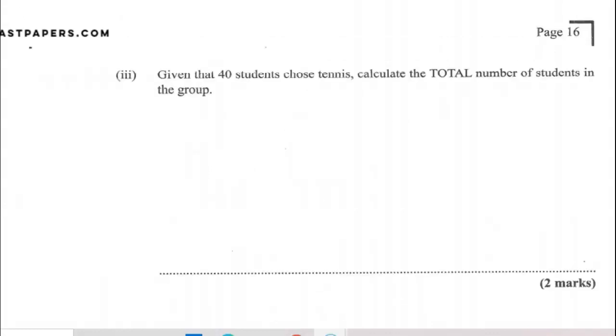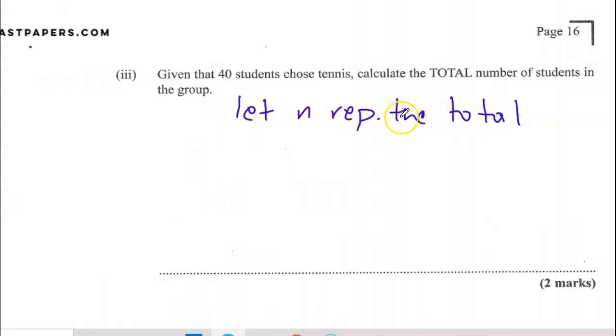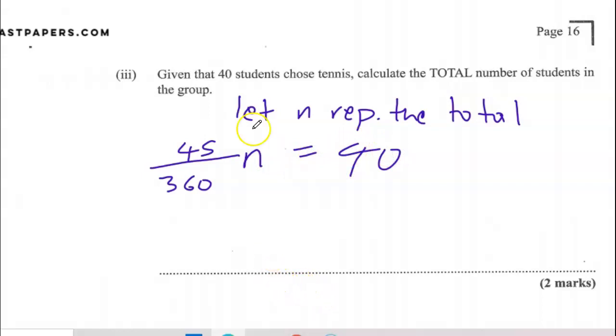Alright, so remember, for tennis we had 45 degrees, right? So what we can do is let n represent the total number of students. Remember that 45 degrees, and then the total is 360, so this is a fraction of the amount that chose tennis. So this fraction times the total, we should get 40 students, right? And of course, 45 over 360, that's 1/8. So 1/8 of the total came to 40 students.